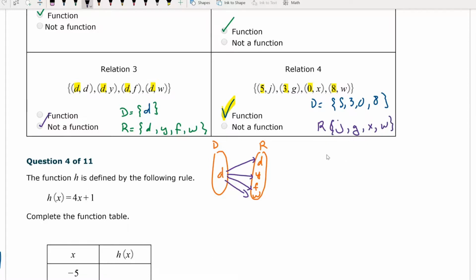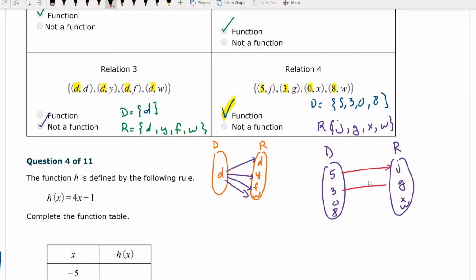Okay, so domain and range, we have 5, 3, 0, 8 and J, G, X, W. So when we do mapping, 5 goes to J, 3 goes to G, 0 goes to X, and 8 goes to W. So each domain has its own range, so that will be a function. Each person goes to their own place at the same time. It is possible.